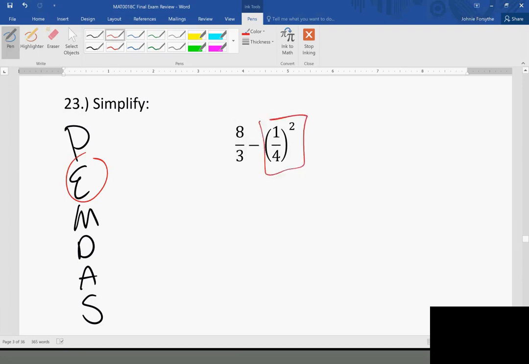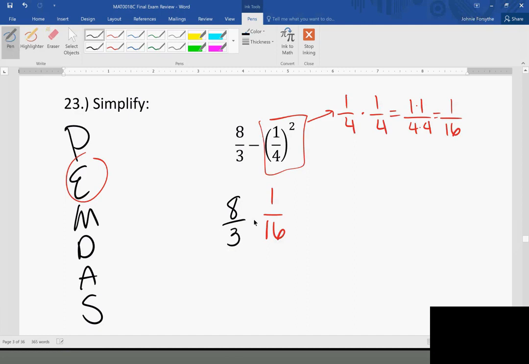So 1/4 squared is the same thing as 1/4 times 1/4, which will be 1 times 1 over 4 times 4, which would equal 1 over 16. So 1/4 squared equals 1 over 16. So I'm going to bring down the 8 over 3 minus 1 over 16. And so now I want to get common denominators so I can subtract these fractions.